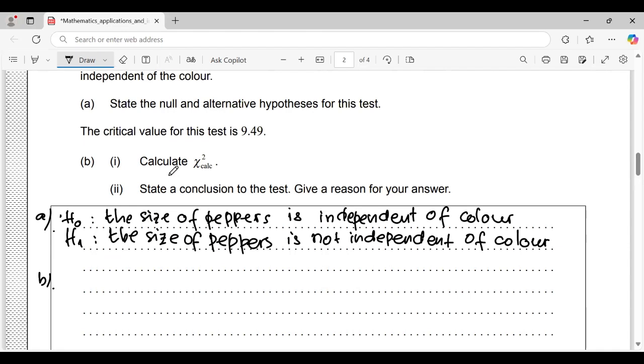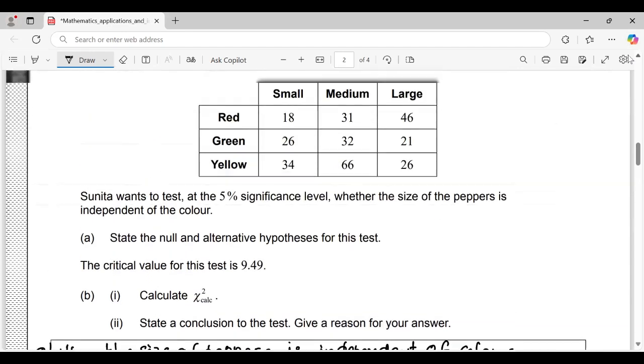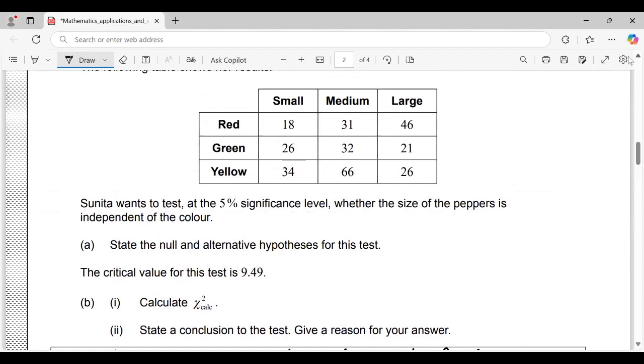To calculate the chi-squared, first I would like to complete this table. For the sum of red: 18 plus 31 plus 46, this is 95. 26 plus 32 plus 21 is 79.